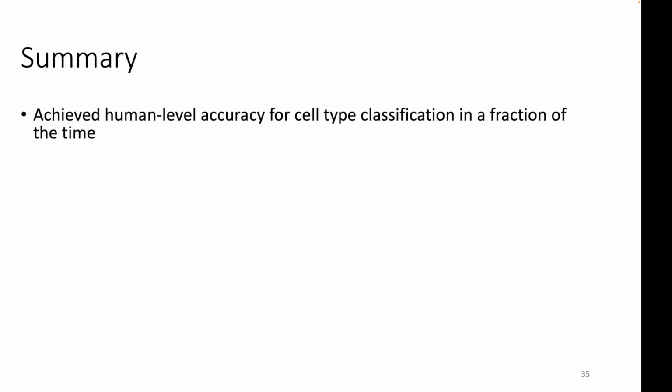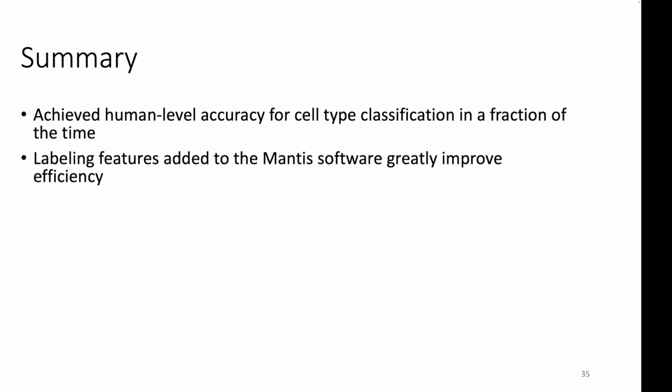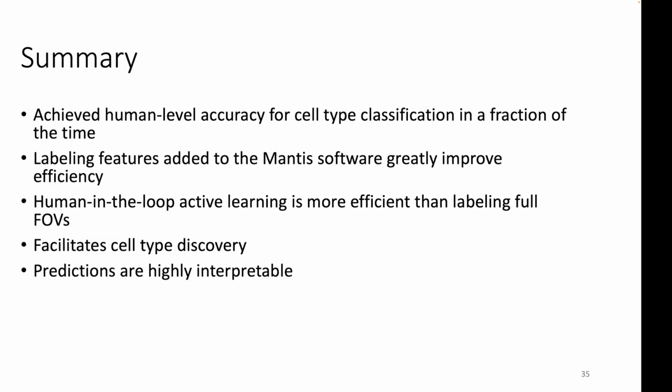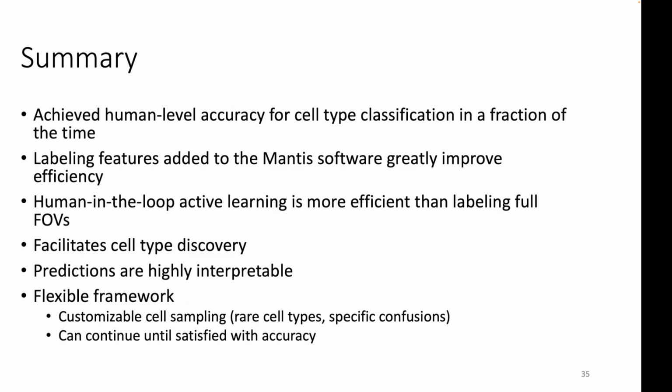So in summary, we achieved a high human level accuracy for the cell type classification. It's really been a fraction of the time of what we've been spending before that, and those labeling features really helped improve our efficiency. And human in the loop has really been the thing that pushed us to this next level, facilitating cell type discovery and also allowing us to interpret what's going on and fix things flexibly.